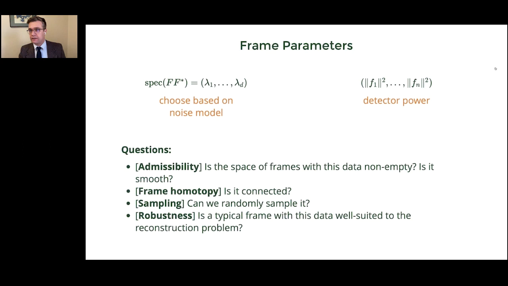Okay, so I think this is a good place to pause for questions if people have any. This is the setup: the types of objects I'm thinking about and the types of questions I'm interested in.